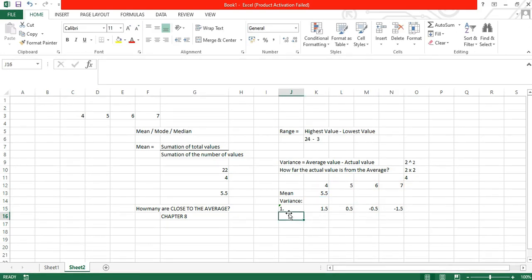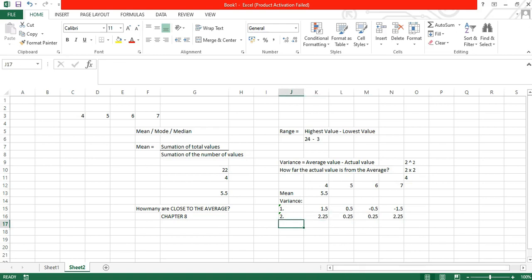Once done, they said to square the differences. That means I'm going to multiply 1.5 by 1.5 itself, 0.5 by 0.5 itself, minus 0.5 by minus 0.5 itself. Now be sure you use the sign. The opposite sign rule applies here, because we multiply minus into minus, which is plus. And then again minus into minus, which is plus.